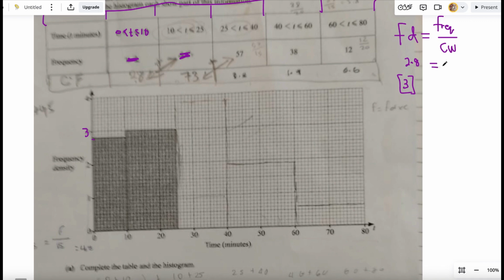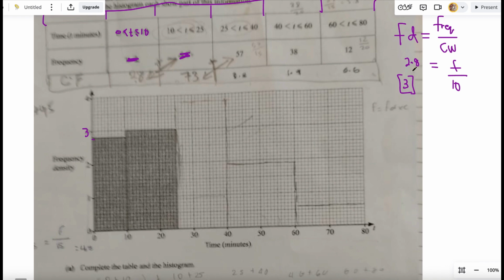2.8 is equal to F over the class width. The class width is 10. Why is the class width 10? Look at the grouped data, from 1 to 10. T is less than or equal to 10 and greater than 0. So starting from 1 to 10, the class width is 10.